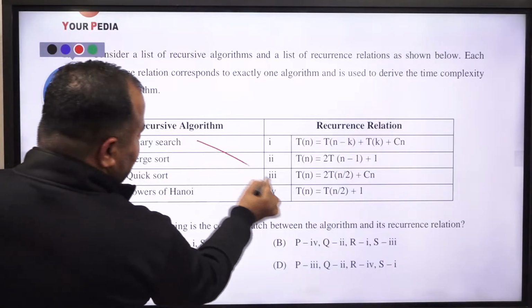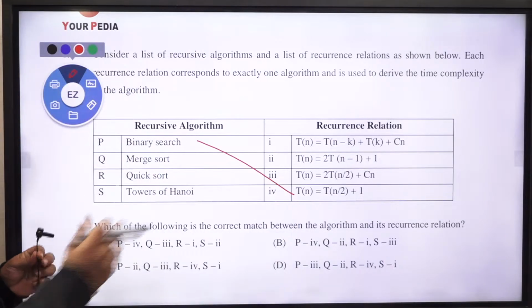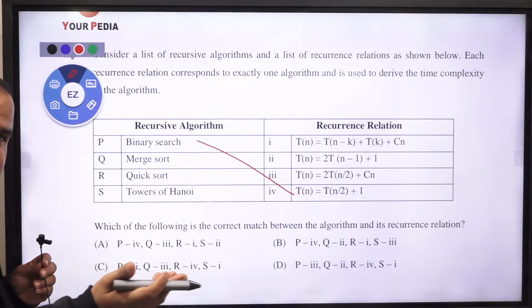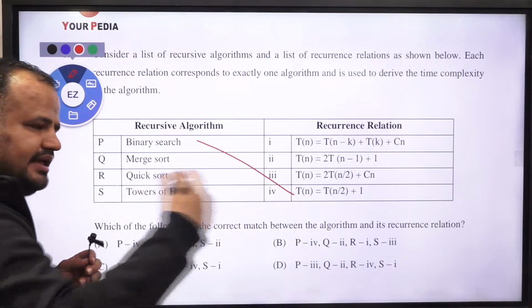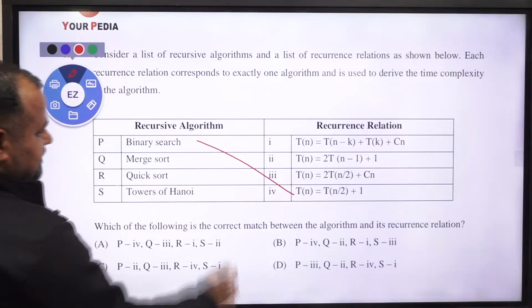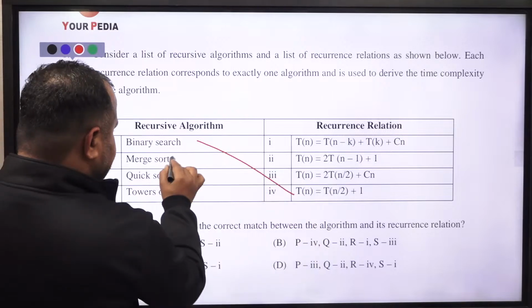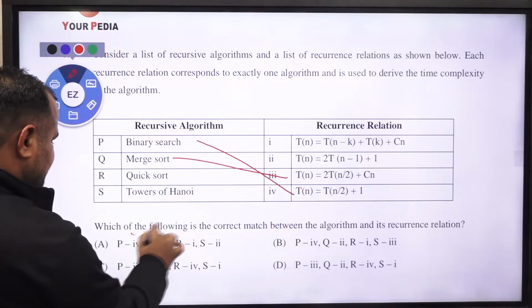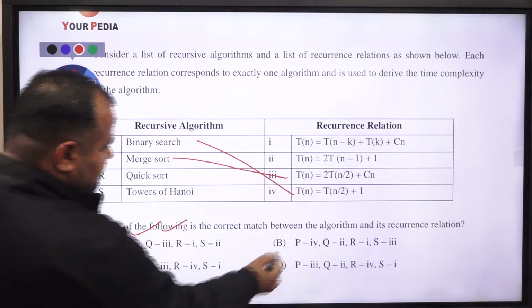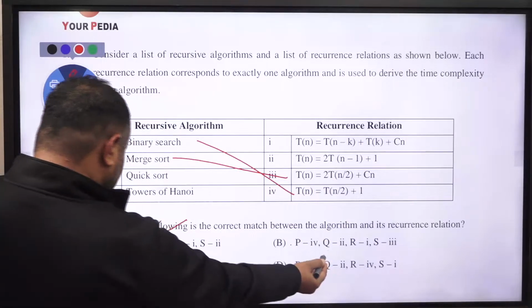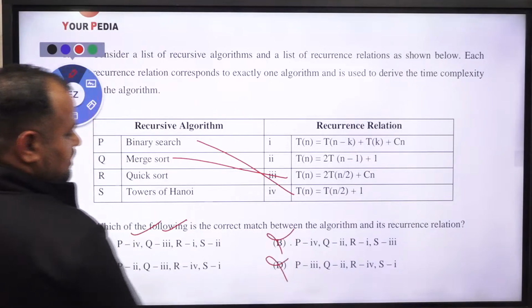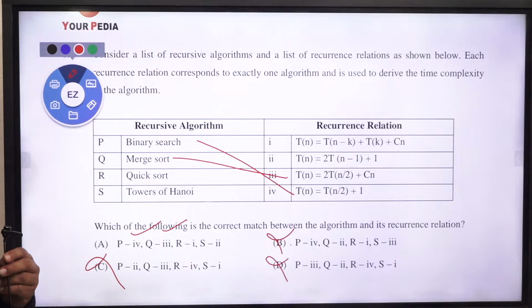Very good. P is 4. Now merge sort: divide the array into two halves with the help of the merge procedure, and then apply the merge procedure iteratively on both sub-arrays. 2T(n) minus 2 plus Cn. So 4, 3. You can eliminate this one. This may be, but with the help of Q, you can eliminate this one and this one. So always try to go for the elimination method.